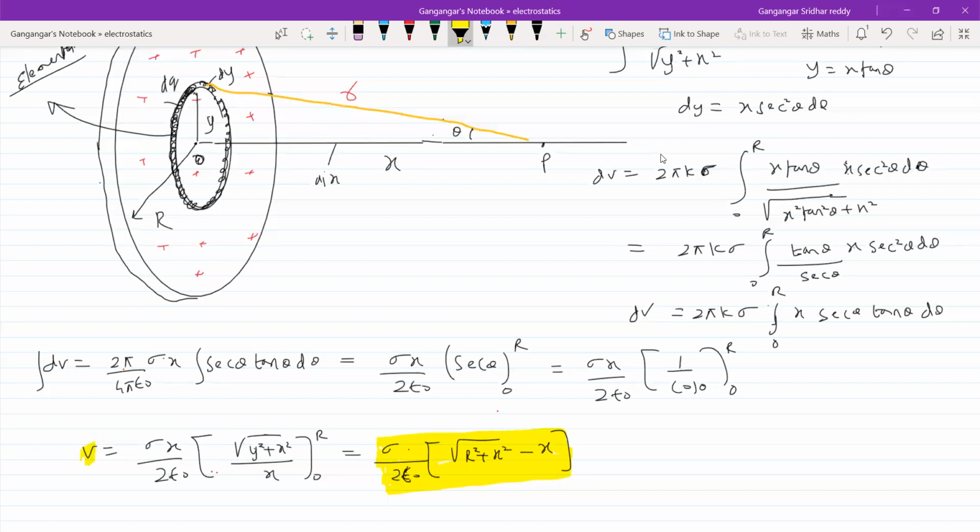Put R equal to infinity for a very large sheet. What will happen? Just analyze once. For a large sheet, we know something like this.